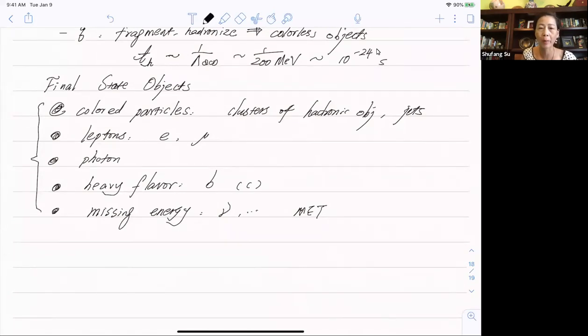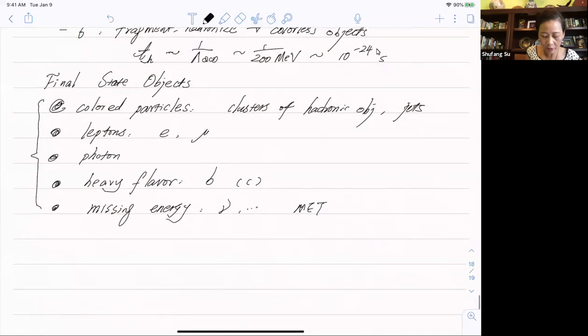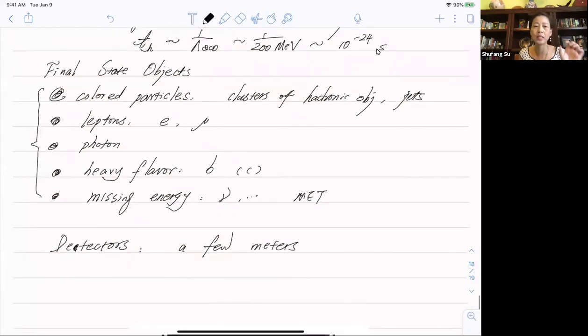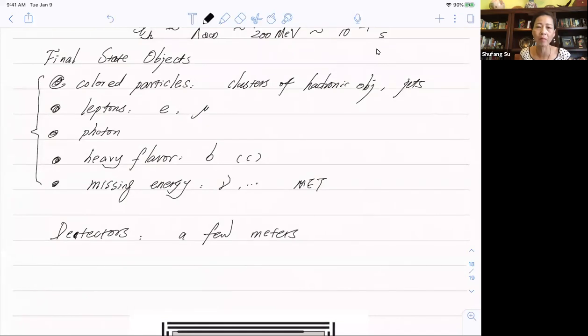And I'm going to talk about each of them in a little bit more detail. So we see them at detectors. And the typical size of the detectors nowadays is huge. They are like the size of a building, so typically I would say a few meters. So let's give the characteristic scales of the time that separate instantaneous decay, secondary vertex, and absolutely stable.